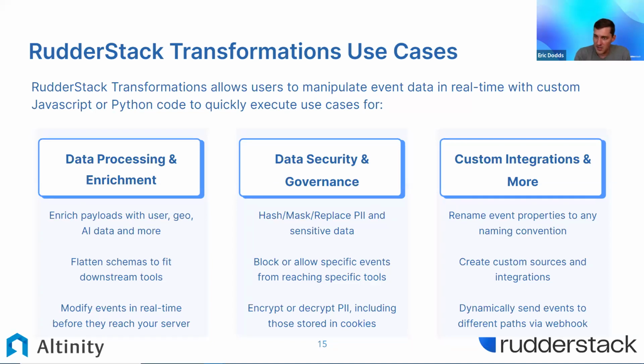Also, cost control is another big one. Let's say you have a downstream analytics tool. It's expensive to send data there. Well, you could filter or sample events using transformations in order to control costs there while still having enough data to perform analytics. So those are a couple of high-level use cases and how people use RudderStack transformations. Happy to answer questions at the end.